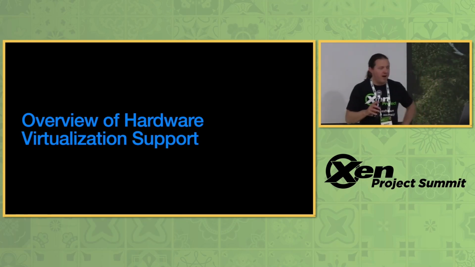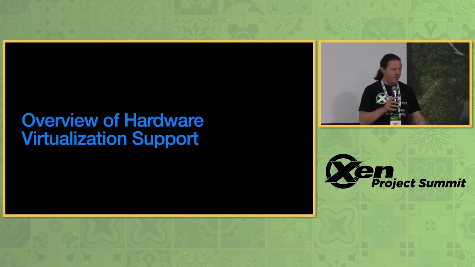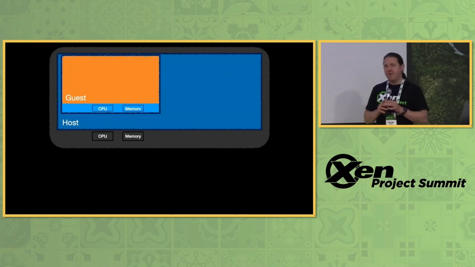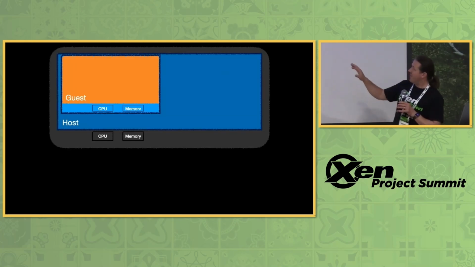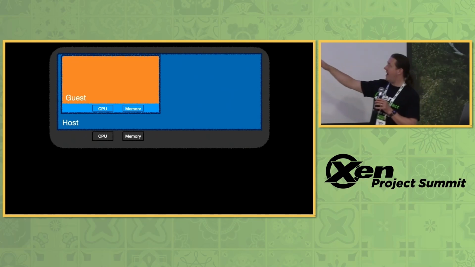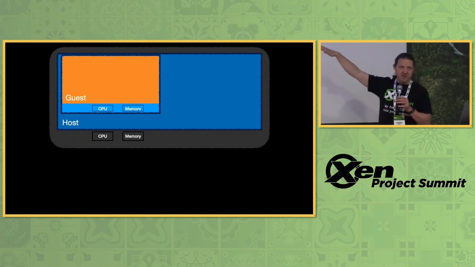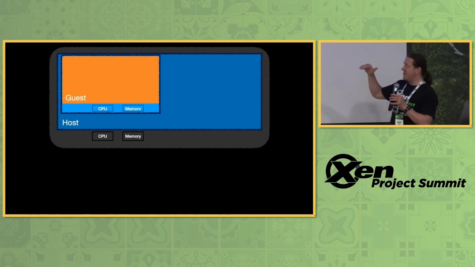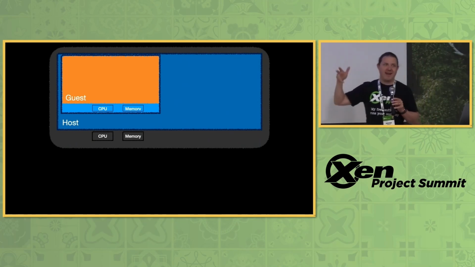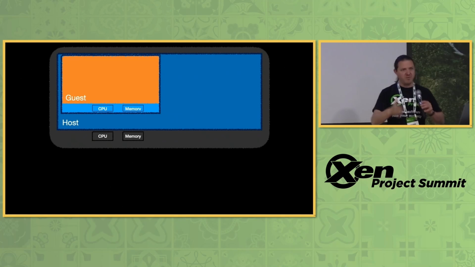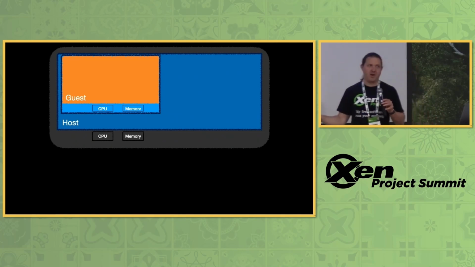Do a brief overview of what the hardware actually gives you. So here's a generalized system. We have a physical machine with CPU and memory. We have a host, this is Xen. It wants to present the illusion to a guest that the guest has CPU, memory, and devices all to itself.